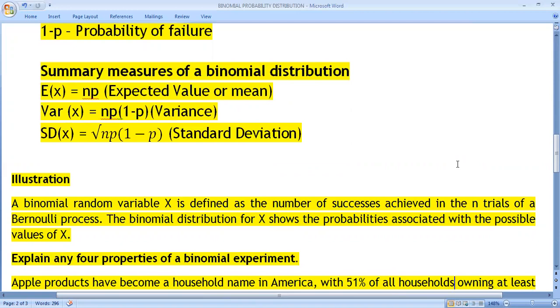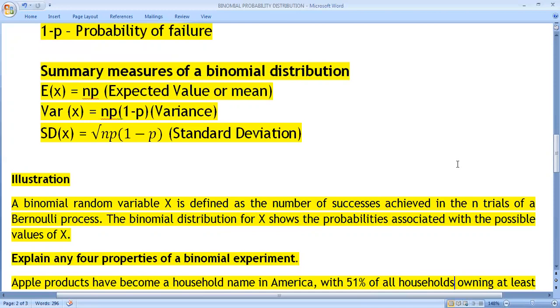A binomial random variable x is defined as the number of successes achieved in the n trials of a binary process. The binomial distribution for x shows the probabilities associated with the possible values of x. Of course, before we discuss the binomial distribution, one thing we need to know is that we must always ensure that the experiment satisfies the conditions of a binary process.